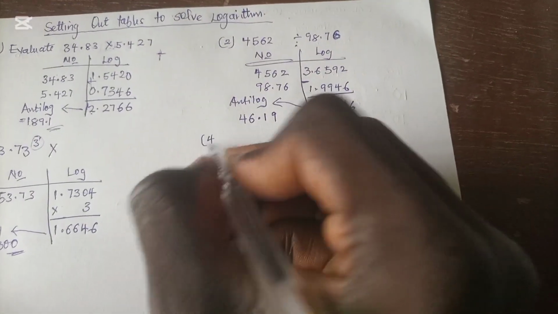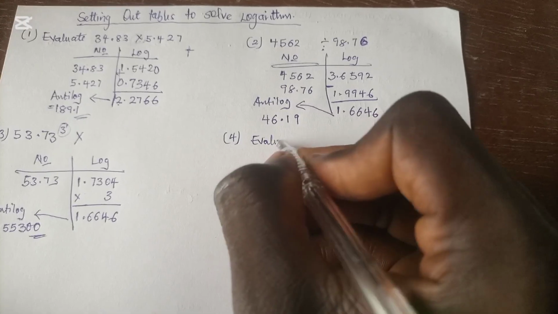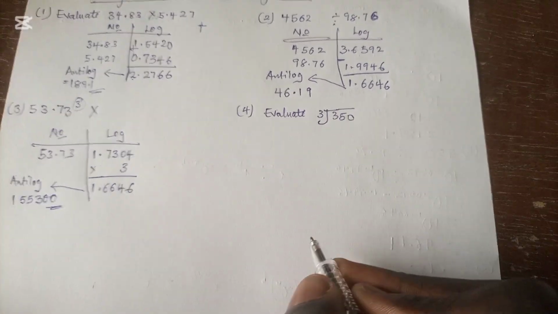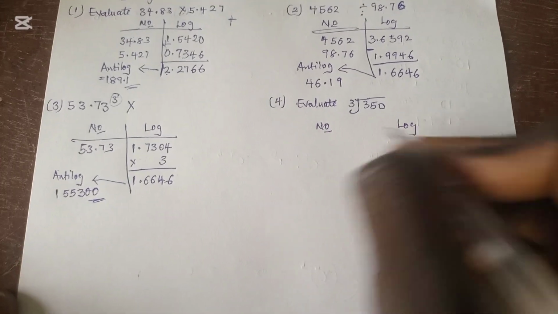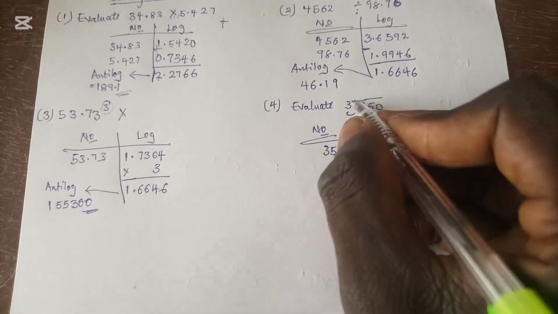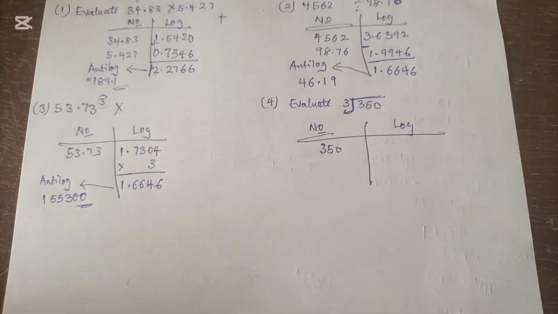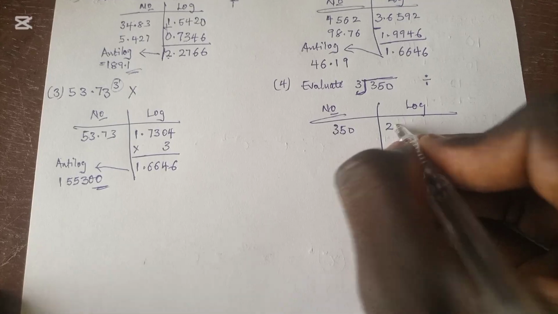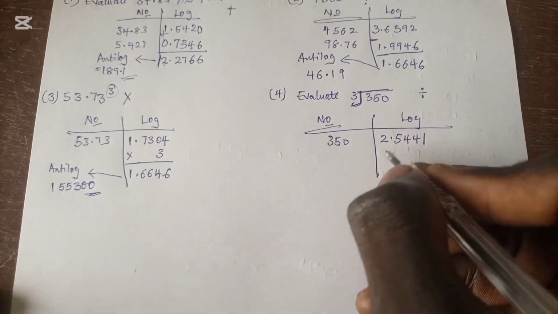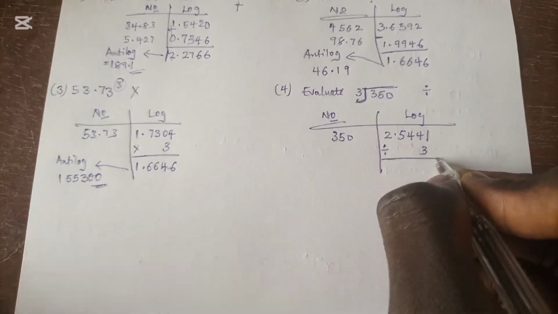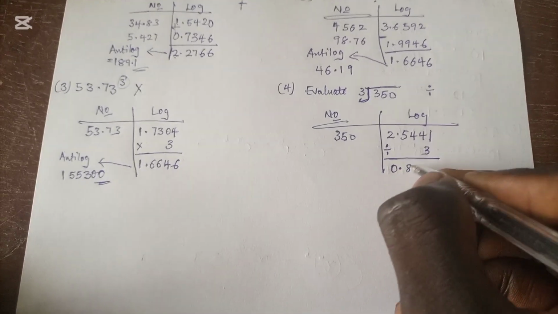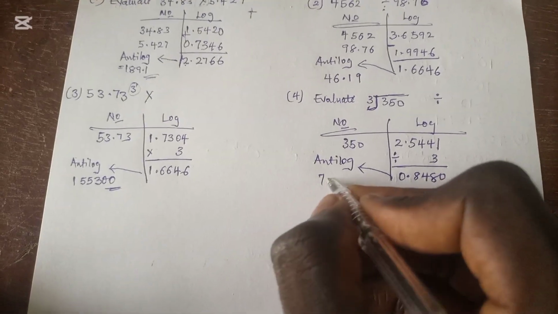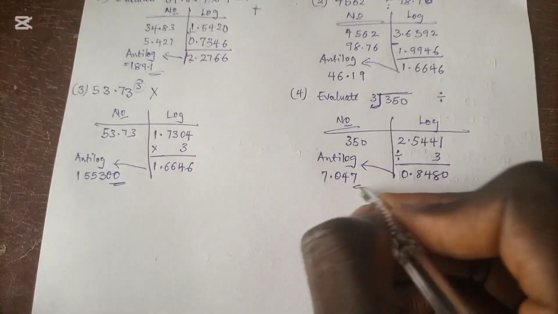And let's do number 4. We're trying to evaluate the cube root of 350. So also do as you have been doing, number and log 350. Now whenever you see something like this, roots, in making of tables, what it means is you are dividing. I'll teach you what you do. So you have 350, and the log will be 2.5441. Now you divide it by 3, and when you divide it by 3, your answer will be 0.8480. Then find the antilog of this. The antilog will give you 7.047. That's the answer for this.